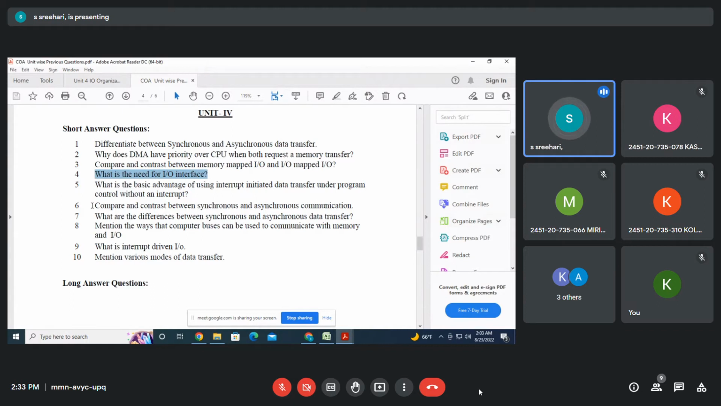Again it is the same: compare and contrast synchronous and asynchronous communication, right? What is the contrast between synchronous and asynchronous communication? Yes sir, these are the questions asked previously, and it is the same as the first question, the difference between synchronous and asynchronous data. Just now I told you what is synchronous, what is asynchronous, and the difference between synchronous and asynchronous data transfer.